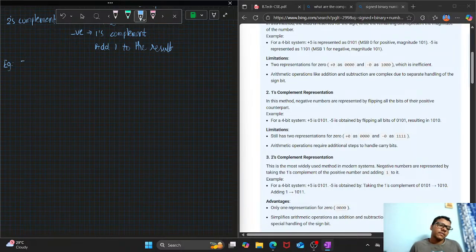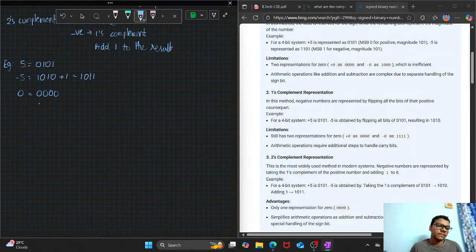Got it. And here, to get 5 again, 0, 1, 0, 1, and minus 5 will be, first you do 1, 0, 1, 0 and then you add 1, that is 1, 0, 1, 1, is the representation for minus 5. See? And 0, you have only this one.